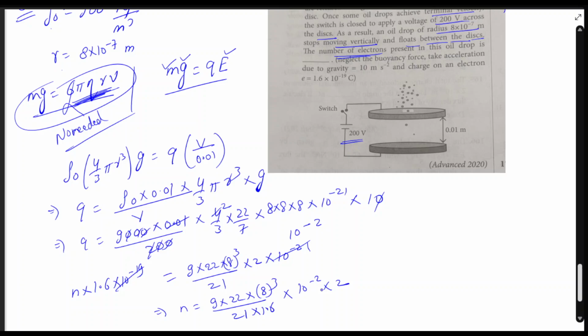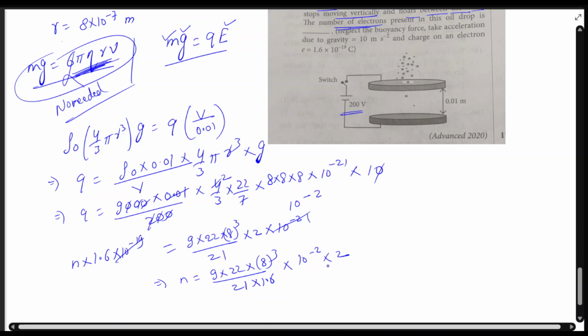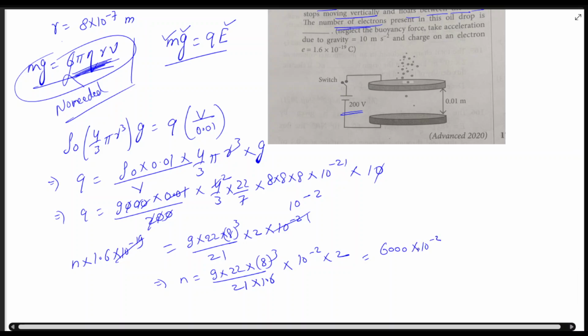Right? So let me just calculate it again. 9 into 22 into 8 cube into 2 divided by 21 and divided by 1.6, right? So we will get, so we have 6,000 approx into 10 raised to minus 2. So it will be 60. The answer is 6. There must be some mistake.